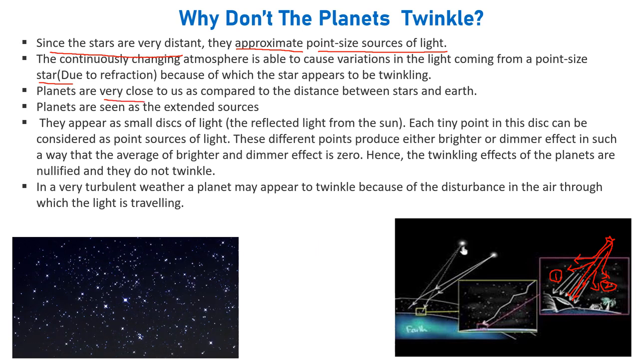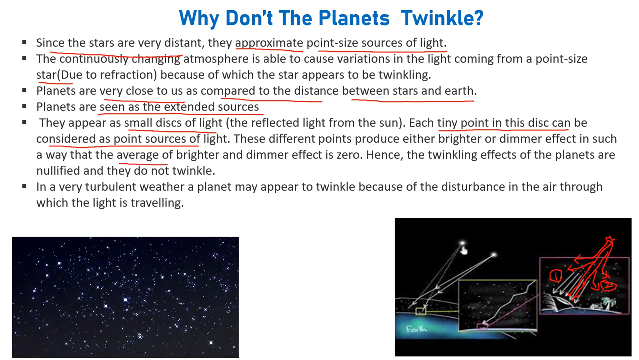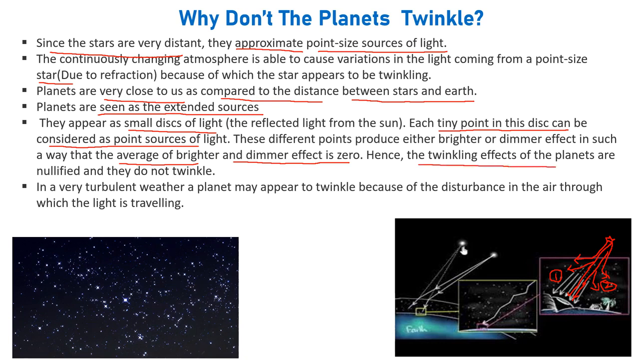Planets are very close to us as compared to the distance between the stars and Earth. The planet seems an extended source, and it appears as a small disk of light. Each tiny point of this disk can be considered a point source of light. These different points produce either a bright or a dimmer effect in such a way that the average of the bright and the dimmer effect is zero. Hence, the twinkling effect of the planets is nullified and they do not twinkle.